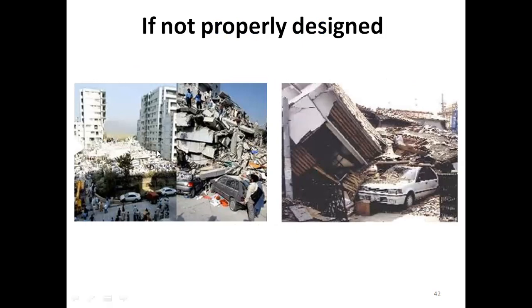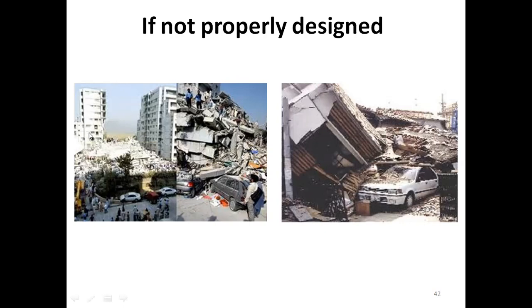The collapse of the building due to earthquake. This portion of the building is properly designed. So you could see that it has withstood the earthquake. But this building is not properly designed. So maybe that engineer was a bad engineer, or maybe they saved money by putting less steel, mild steel rods, etc., or it is not properly designed. So a catastrophe has happened. A loss of human lives, loss of infrastructure has happened, which is not acceptable.